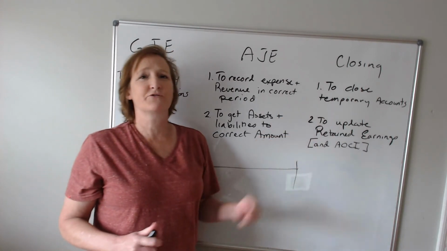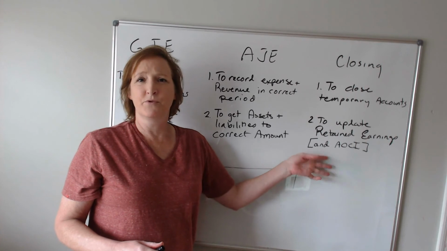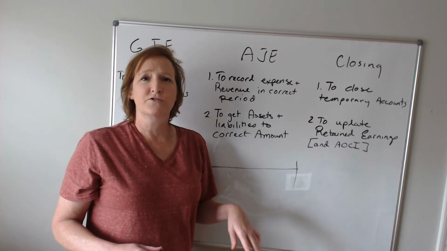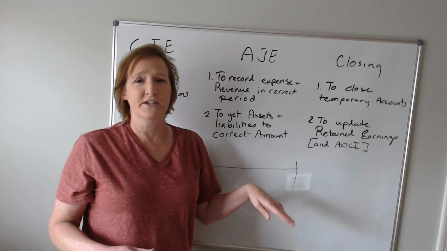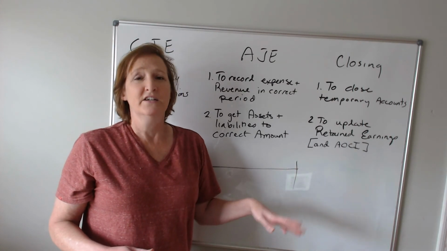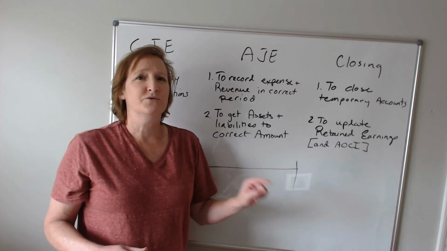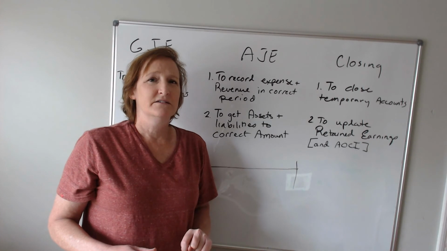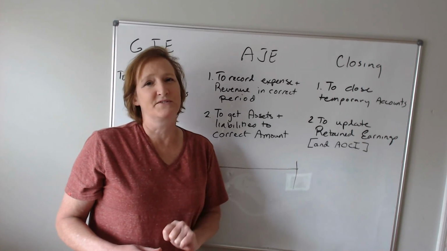And with closing entries, we basically have a four-step process. You close your revenues into income summary, your expenses into income summary. You close your income summary into retained earnings, and then we close out dividends.